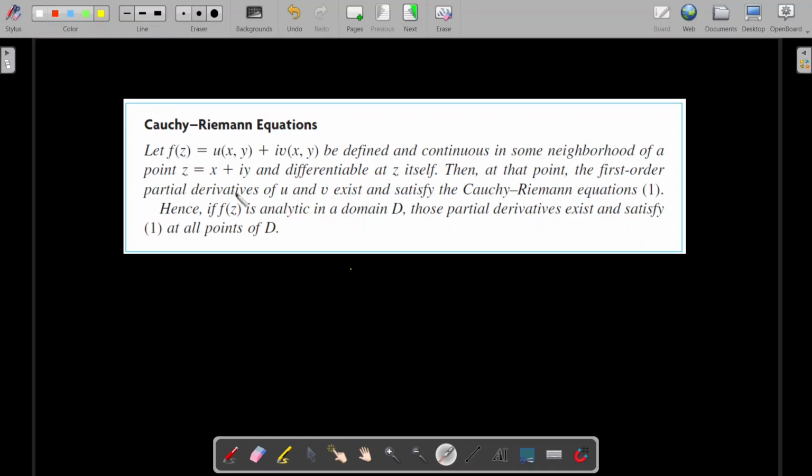Then at that point, first order partial derivatives of u and v exist and they satisfy the Cauchy-Riemann equations. What are the Cauchy-Riemann equations? That is ux equal to vy and uy equal to minus vx. It's an equation connecting the partial derivatives of u and v with respect to x and y. So the equations are ux, the partial derivative of u with respect to x, equal to the derivative of v with respect to y. Ux equal to vy and uy equal to minus vx.